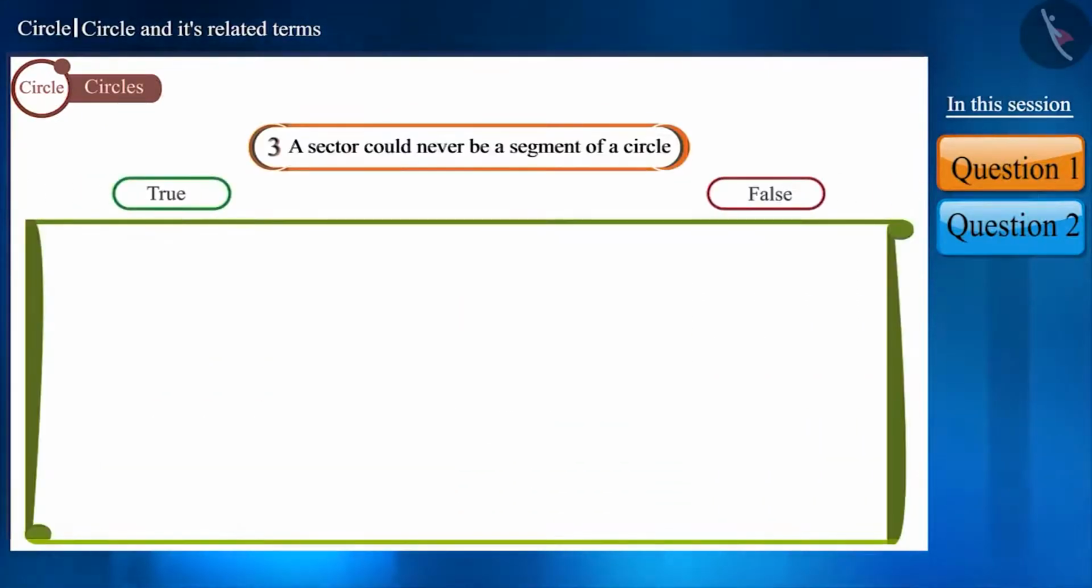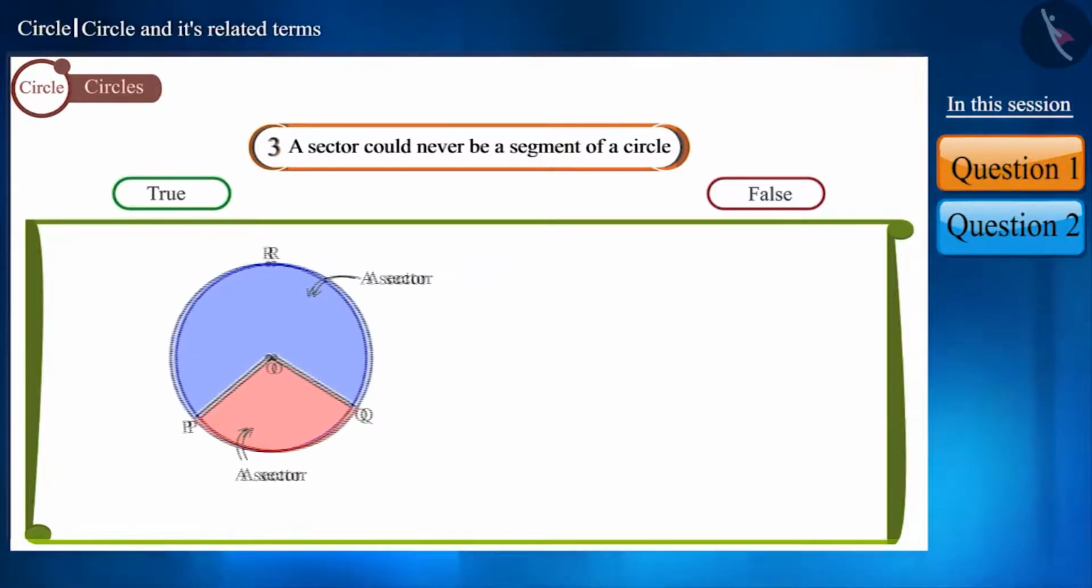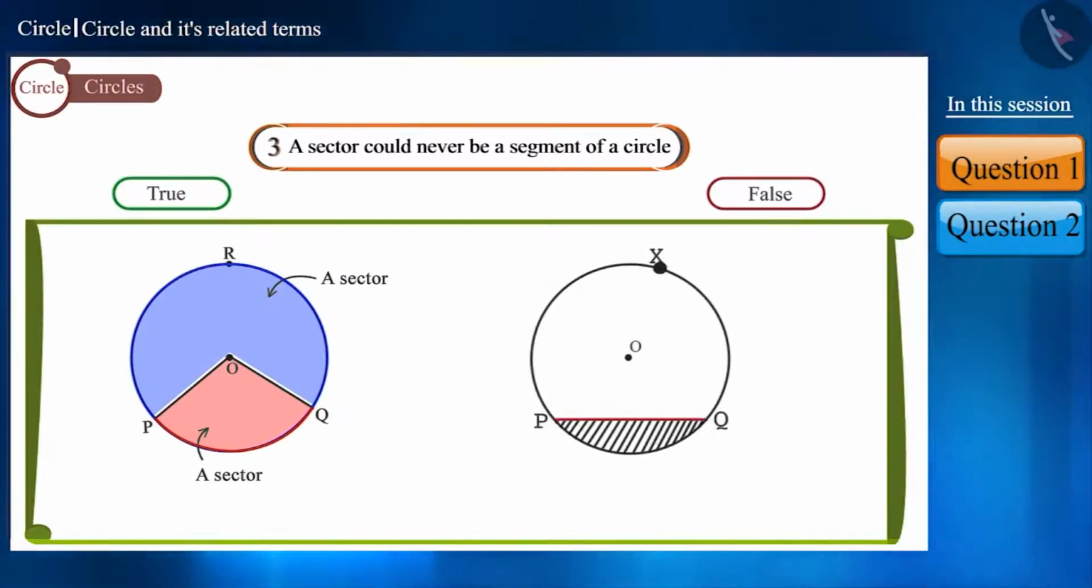Friends, we have been given that a sector can never be a circle segment. Is this statement true? Friends, to know this, we have to understand sector and circle segment. As we know, in any circle, if two radii are made like this, then the area between these two radii and these two arcs is called a sector. And in any circle, the region between a chord and either of its arcs is called a segment of the circle.